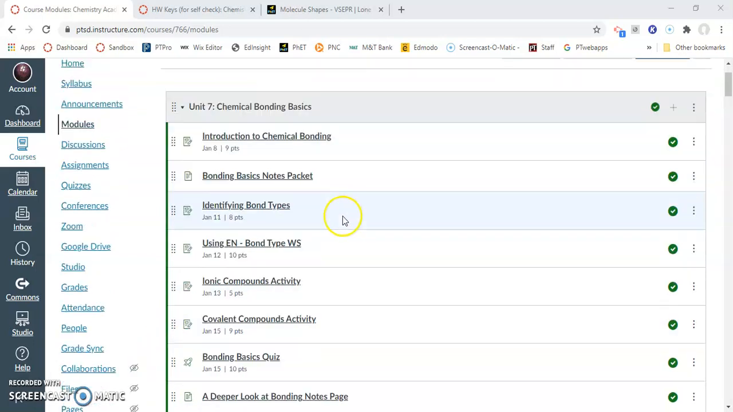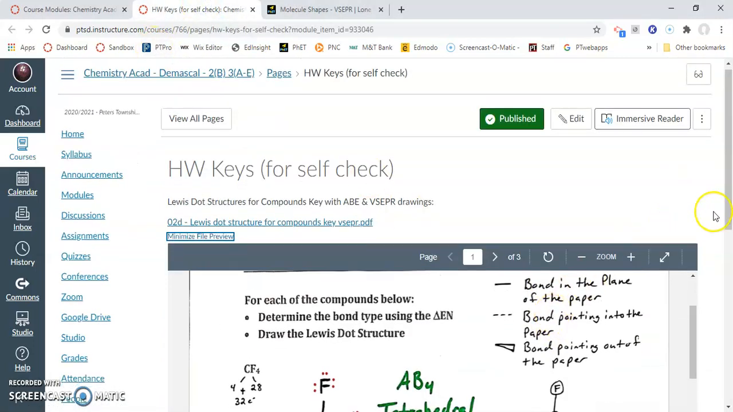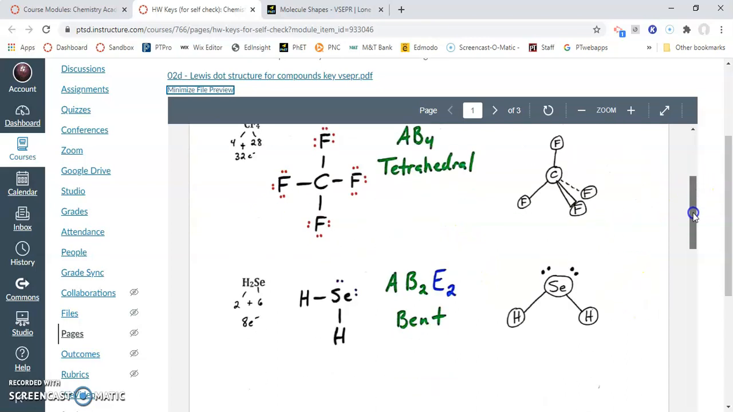What I want to talk to you about today real quick is, first and foremost, we have the keys, homework keys for self-check. I put the Lewis dot structures for compounds page up there that shows the Lewis dot structures, the ABE formula and name, and the drawings done correctly. Check your work there. The other thing I did is on the Lewis dot structures, any lone pair that is red does not contribute to the ABE formula, but those that are blue, they do contribute. So that's just a way for me to show you where the E values are coming from.